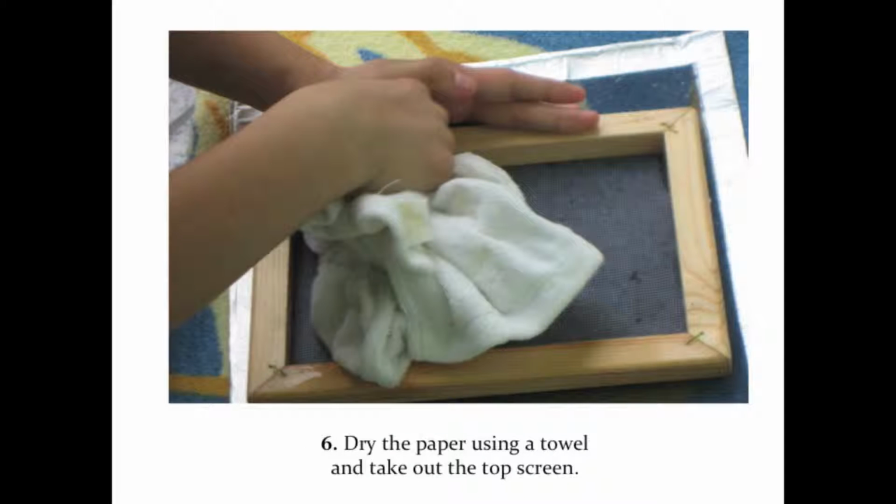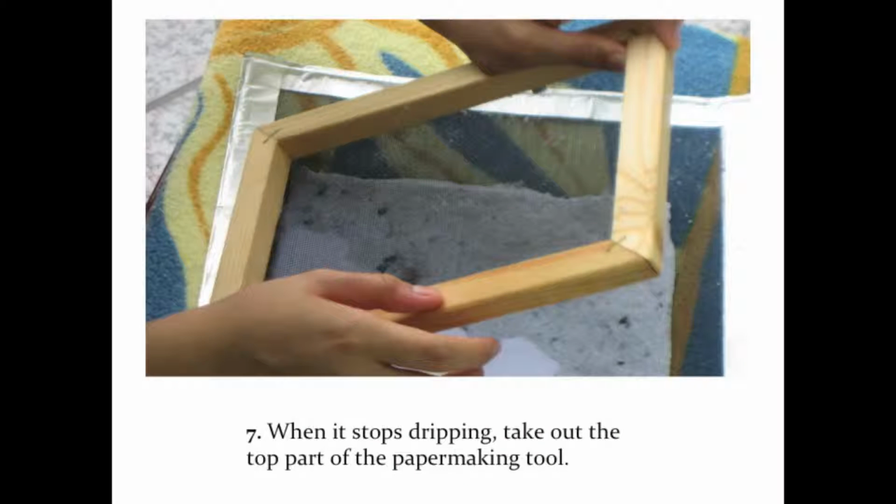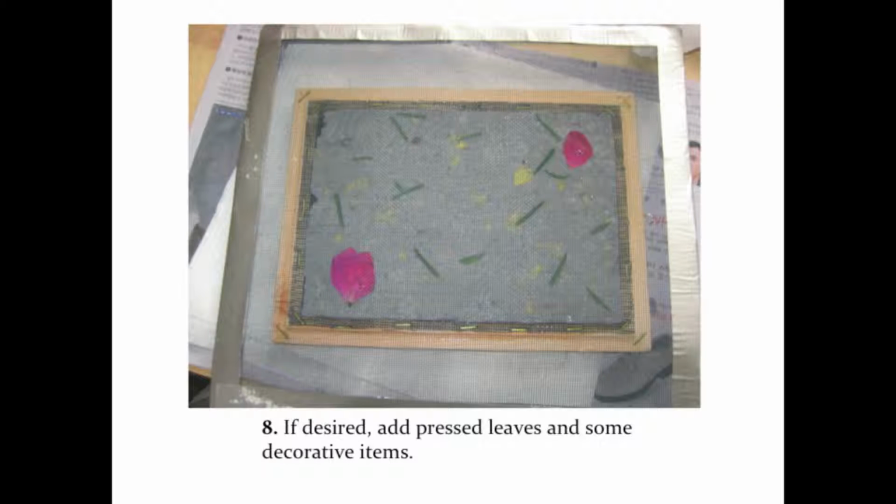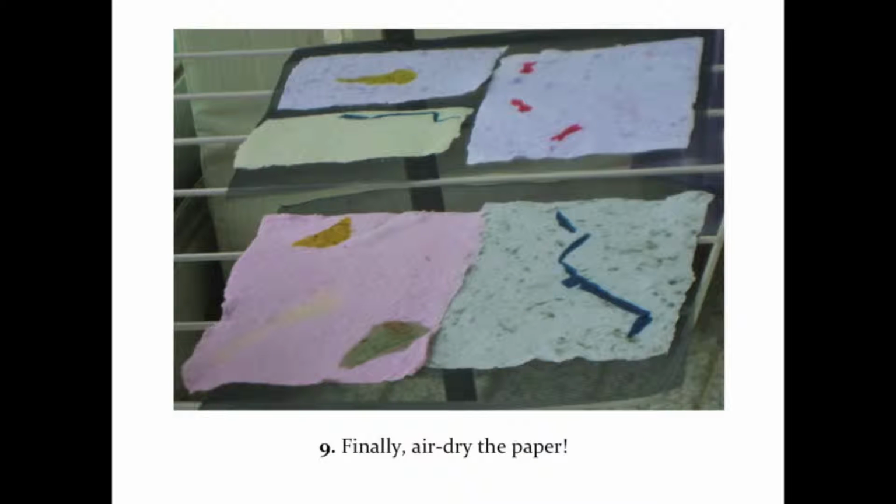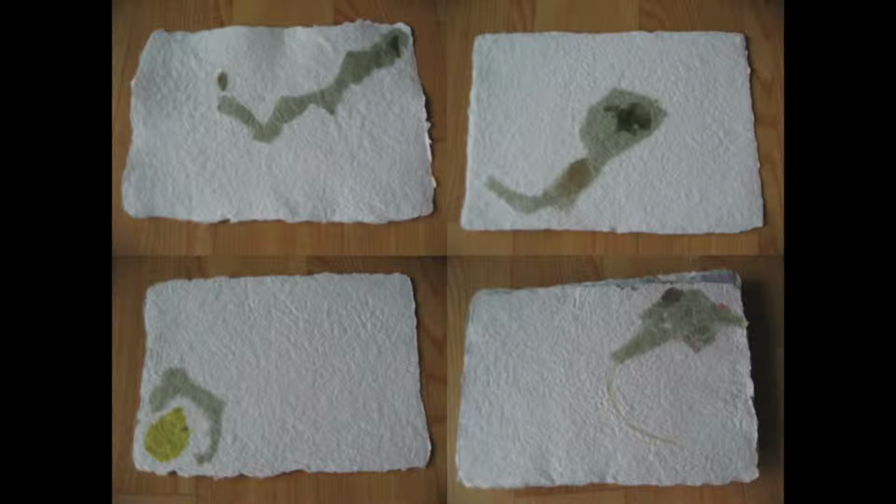After that, you'll use a towel to dry the paper. Once it stops dripping, you can take out the top part of the paper-making tool. At this point, you can also add decorations like pressed leaves or other things to the paper. And finally, now it's time to air dry the paper. Here are some examples of the final product.